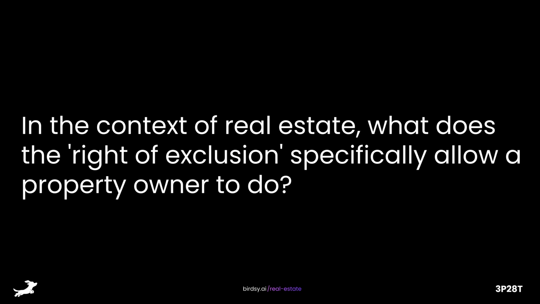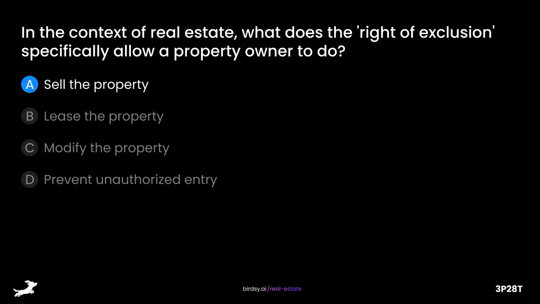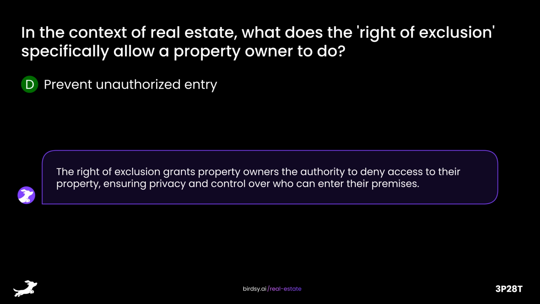In the context of real estate, what does the right of exclusion specifically allow a property owner to do? Is it A, sell the property? B, lease the property? C, modify the property? Or D, prevent unauthorized entry? The answer is D, prevent unauthorized entry. The right of exclusion grants property owners the authority to deny access to their property, ensuring privacy and control over who can enter their premises.